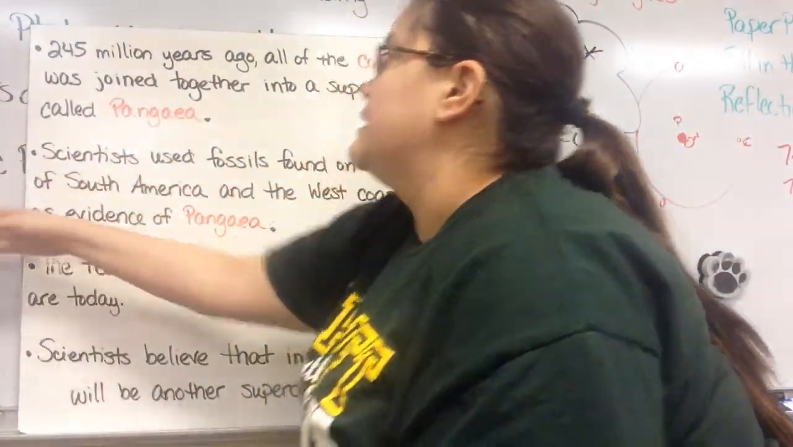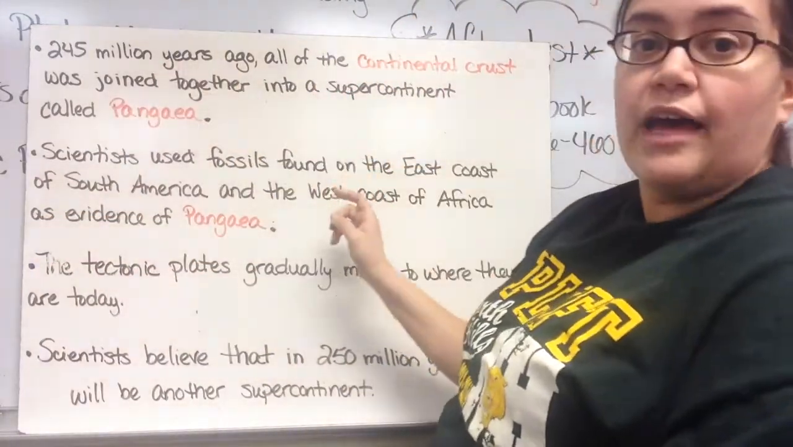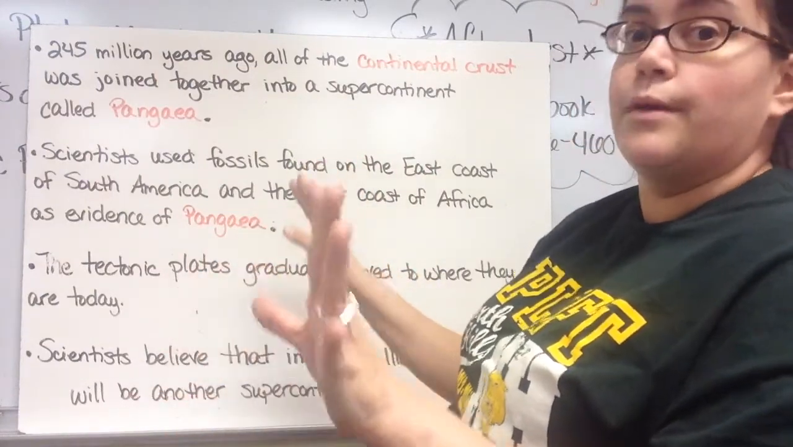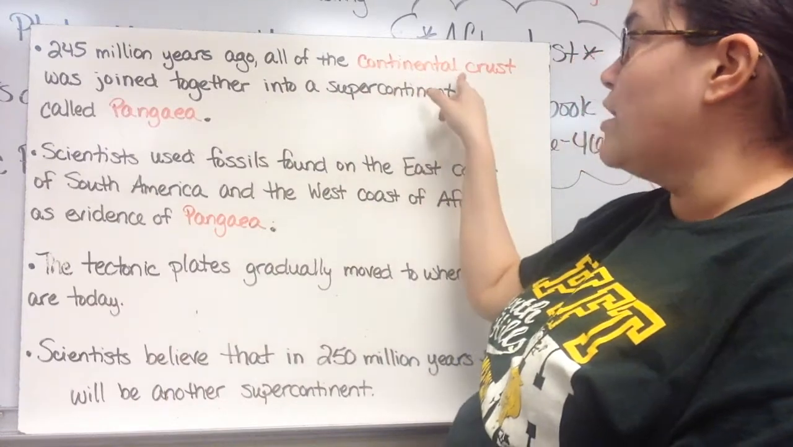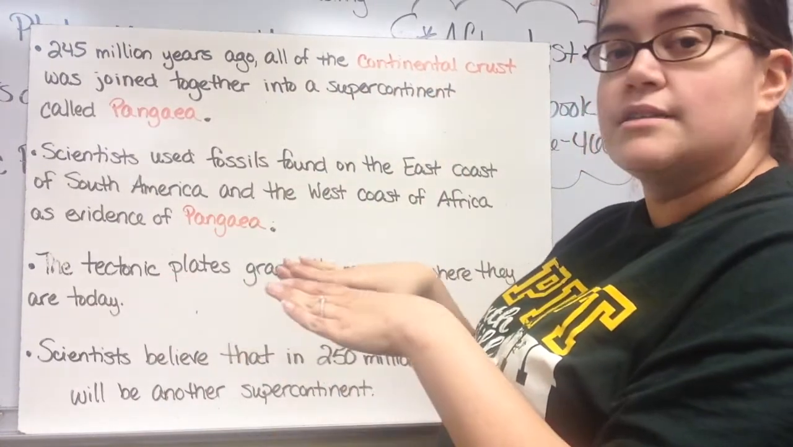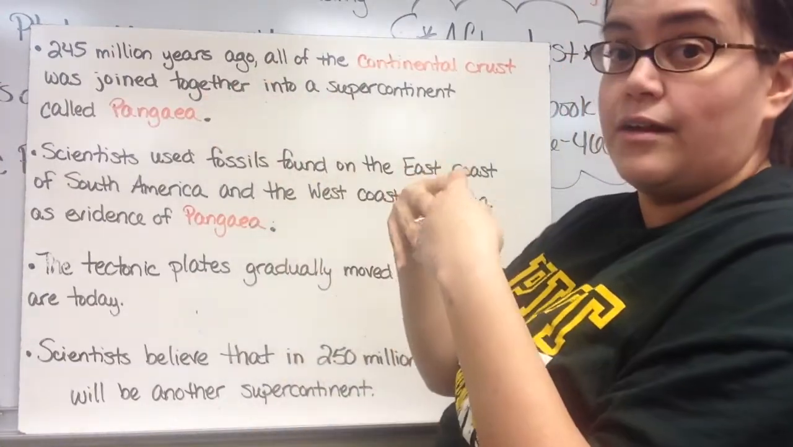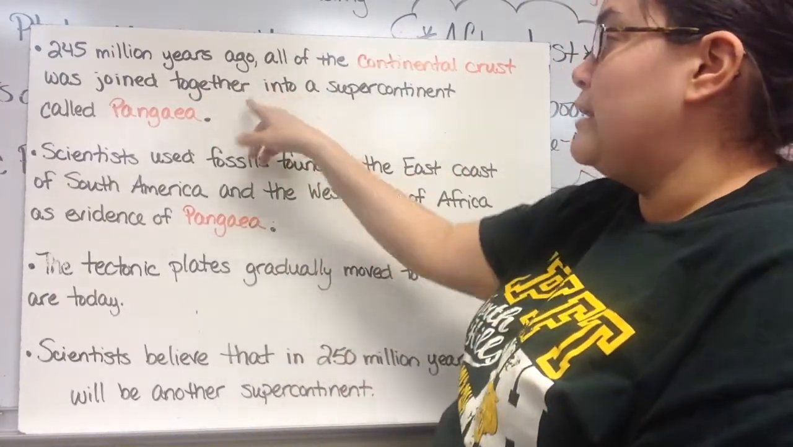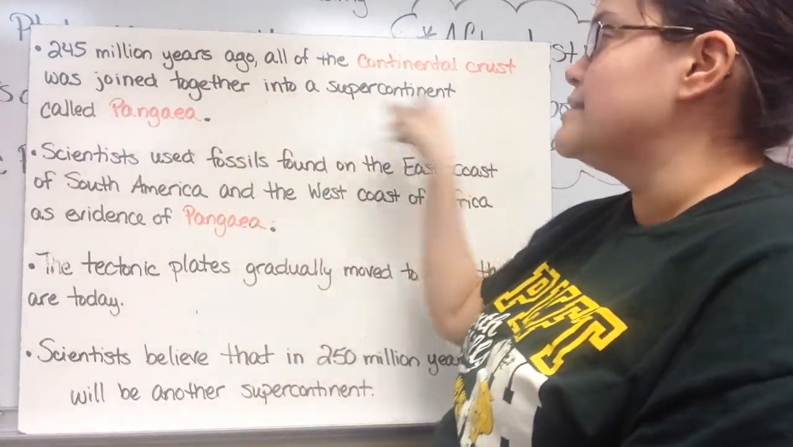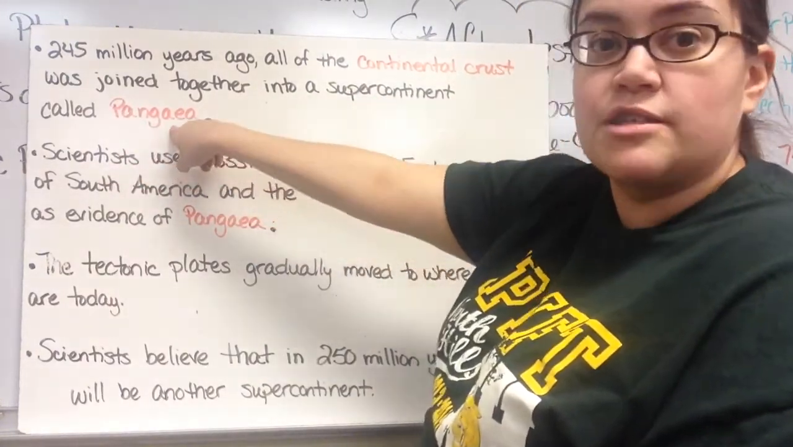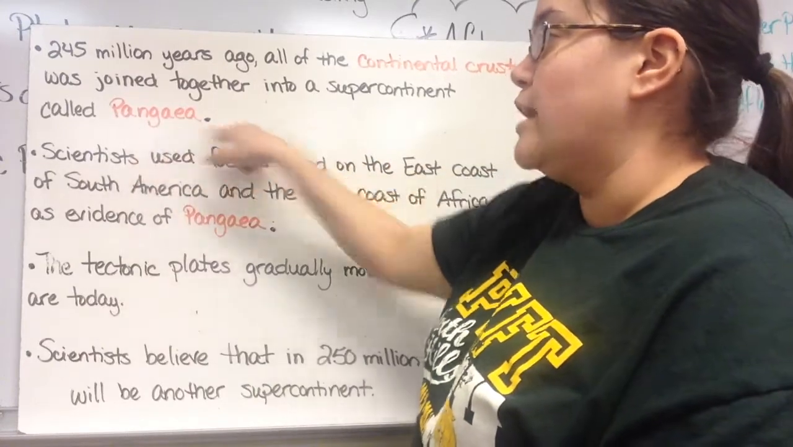And then lastly, 245 million years ago, way before T-Rex, like way, way, way, way long ago, all of the continental crust, so all of the crust on the Earth, or the lithosphere on the Earth that was really thick, was all together. It was all in one spot. And it was joined together in a supercontinent called Pangaea. I don't know what the extra A is for. You don't pronounce it. Pangaea.